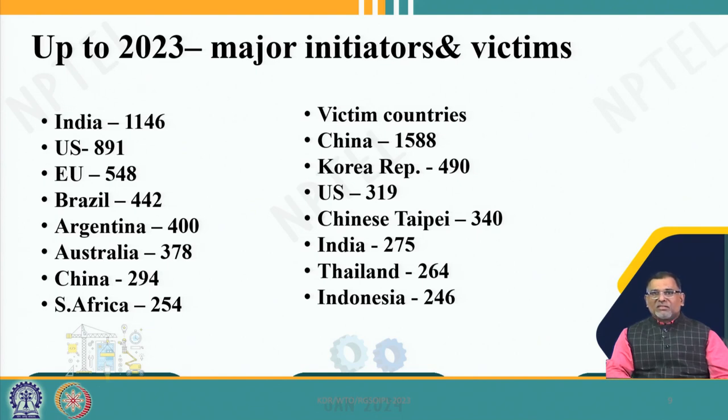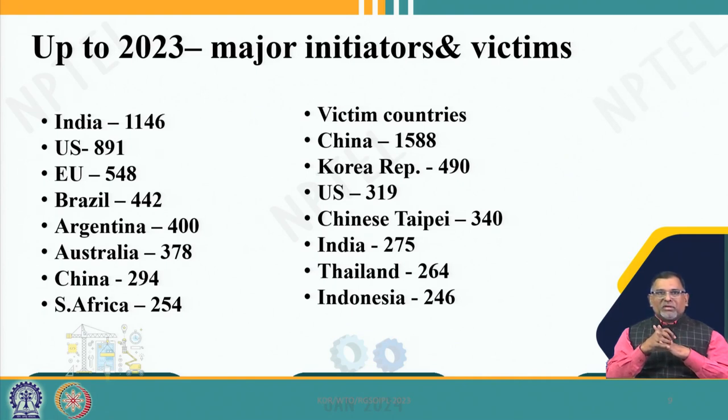So, conceptually speaking, these victim countries are dumping on this set of countries, so they are taking actions against dumping. But interestingly, you can see that some of the countries are on both sides. For example, the US and India.